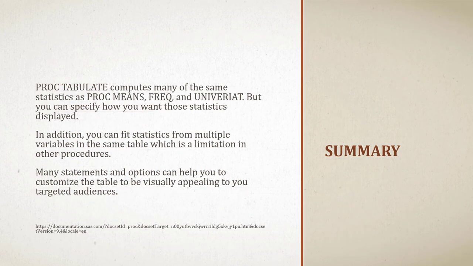In summary, Proc Tabulate is a really useful procedure that computes many statistics. You can fit many statistics from multiple variables in the same table and display them the way you want. There are many statements and options that you can use to customize the table and to make it appealing to your audiences. There are other options and statements we didn't cover in the lecture. For example, like some other procedures, to get an output dataset from the procedure, you can simply add out equals dataset name in the Proc Tabulate statement. You can use the link located here in the slides to learn more about this procedure.